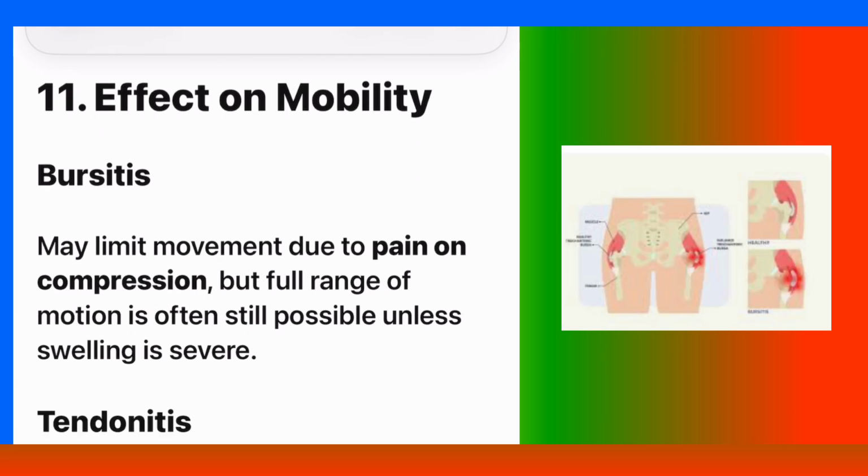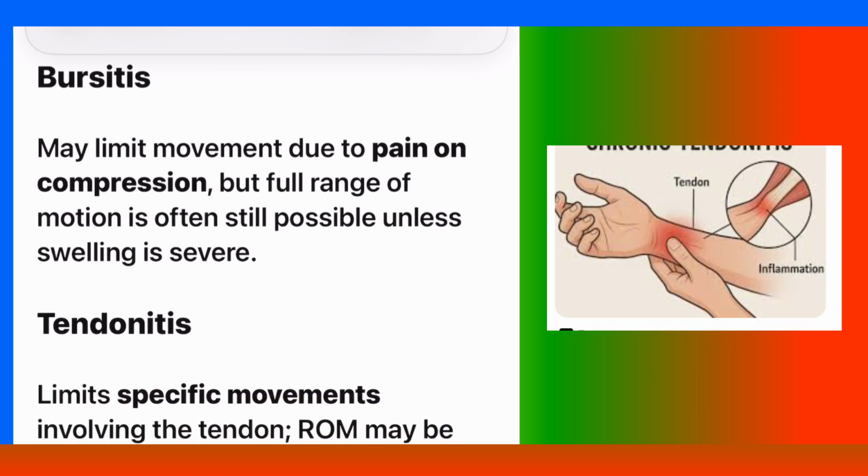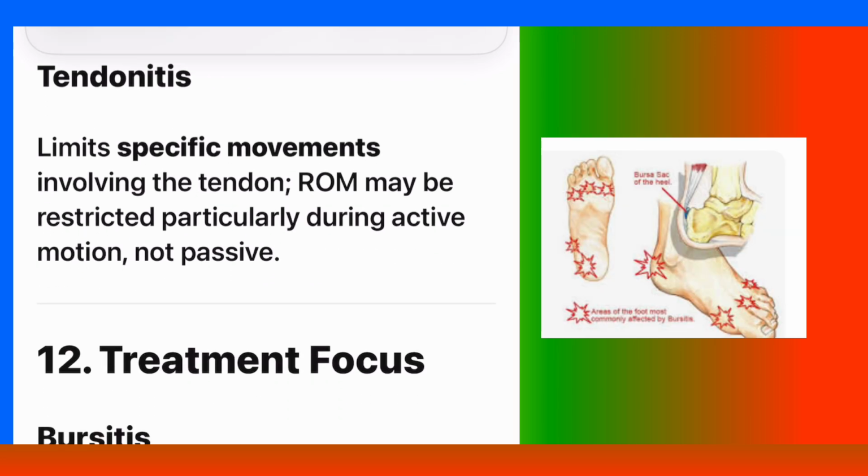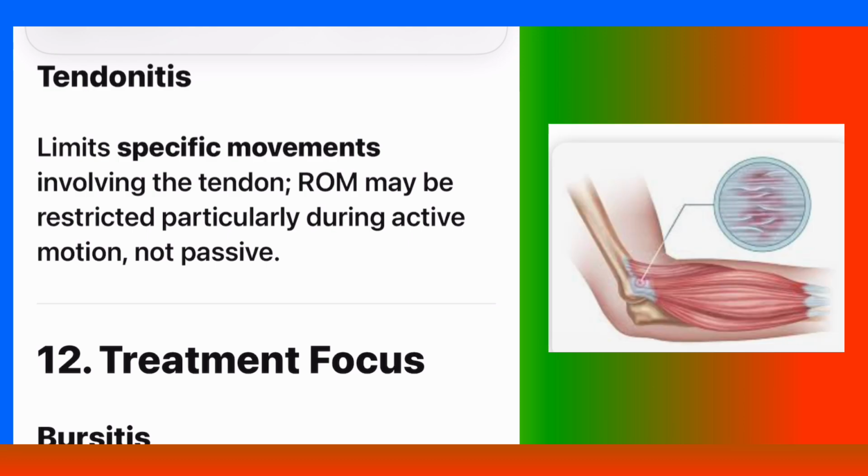Number 11, effect on mobility. Bursitis may limit movement due to pain on compression, but full range of motion is often still possible unless swelling is severe. Tendonitis. Limits specific movements involving the tendon. ROM may be restricted, particularly during active motion, not passive.